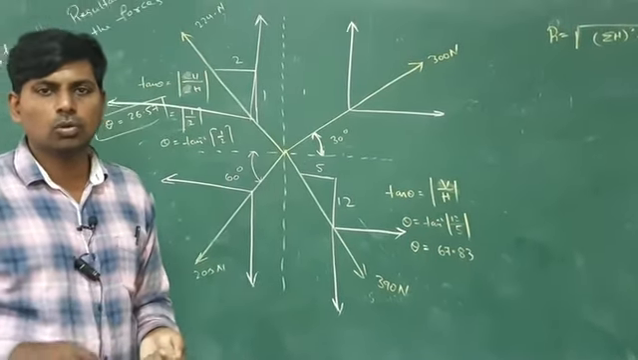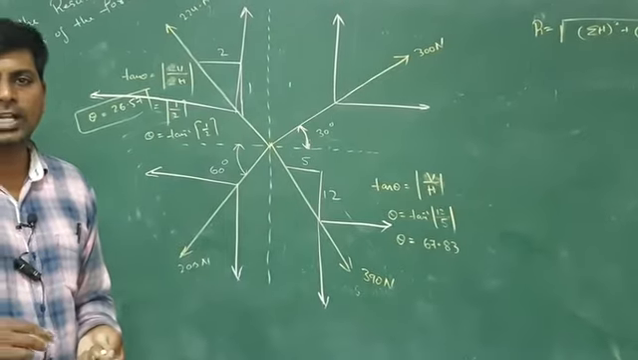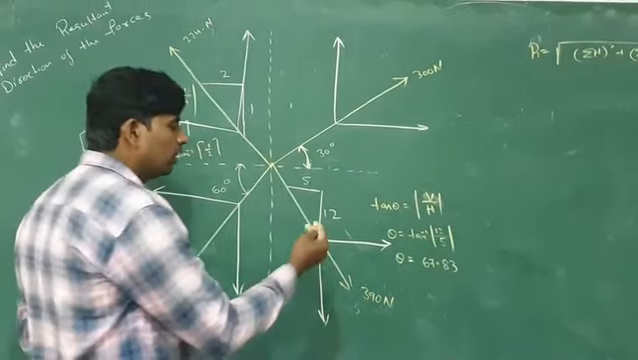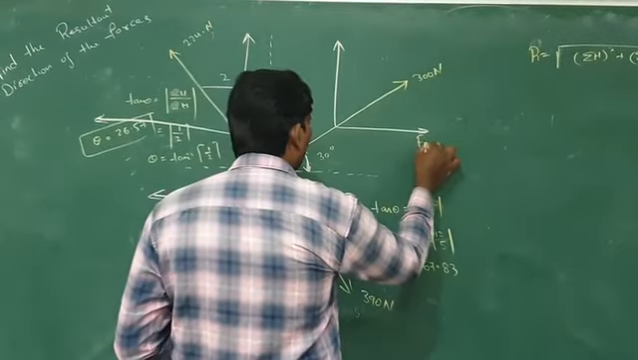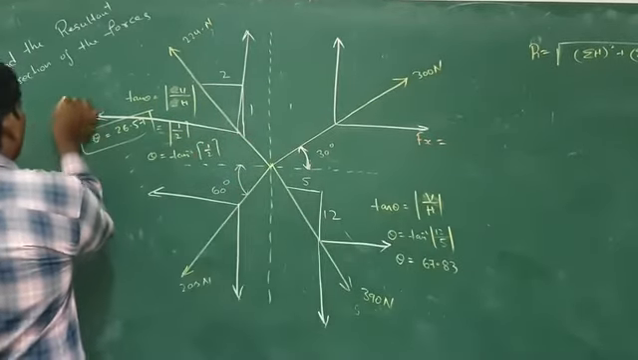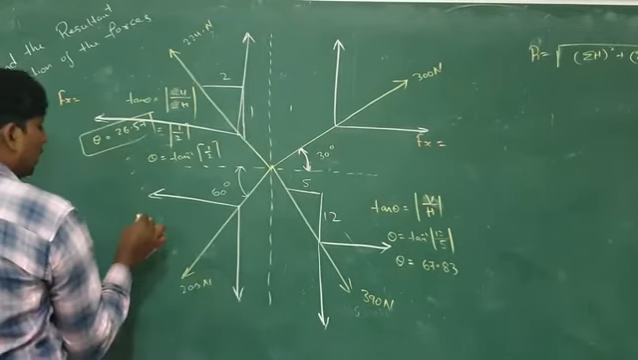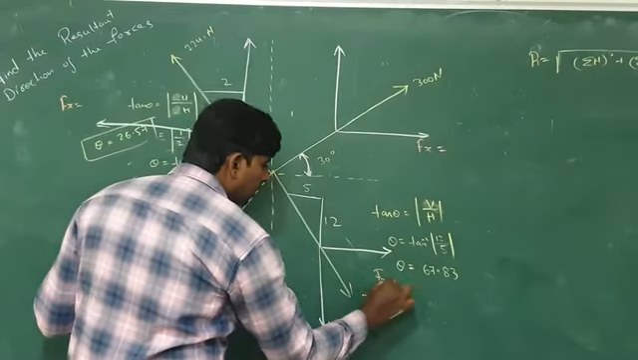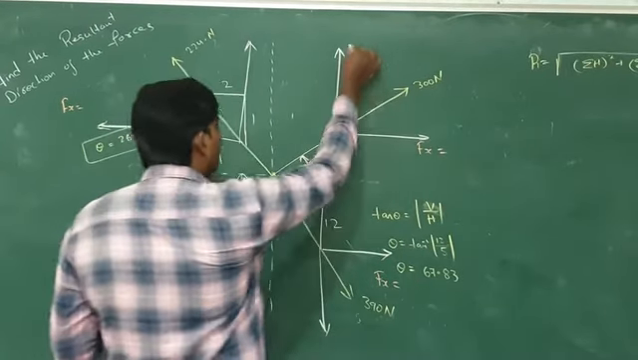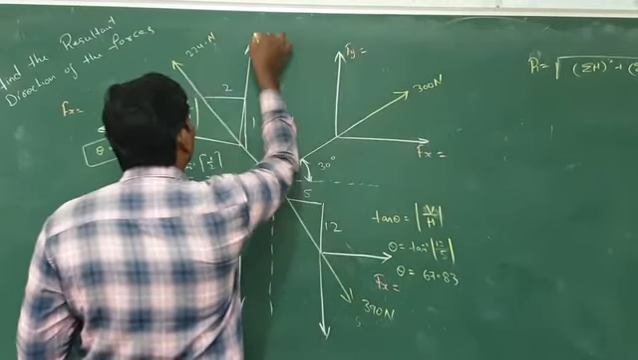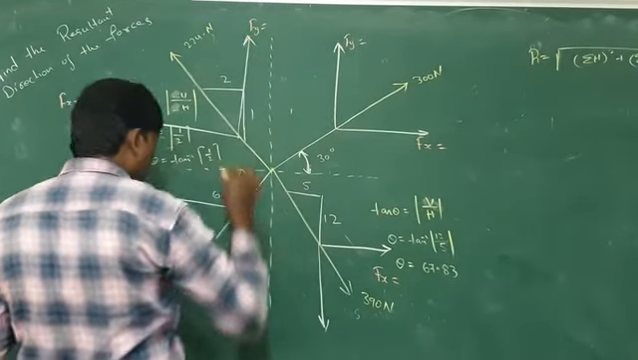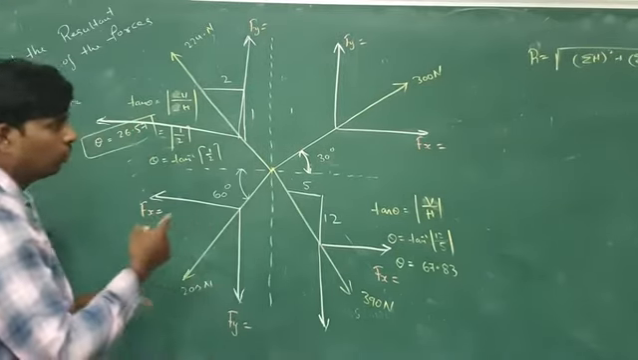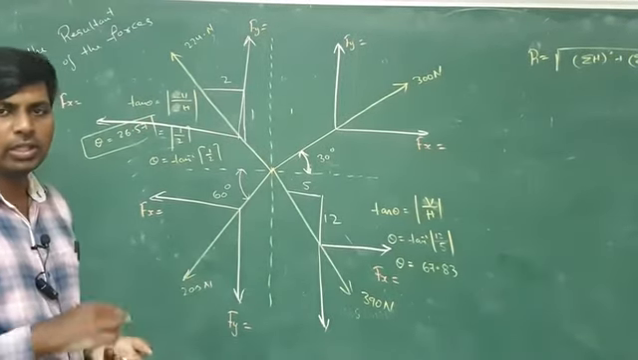After that, you have to write the horizontal component as Fx and the vertical component as Fy. So this is the horizontal component; here you write Fx, here Fx, here Fx, and here Fx. The vertical component you write as Fy. See, four vertical components and four horizontal components.